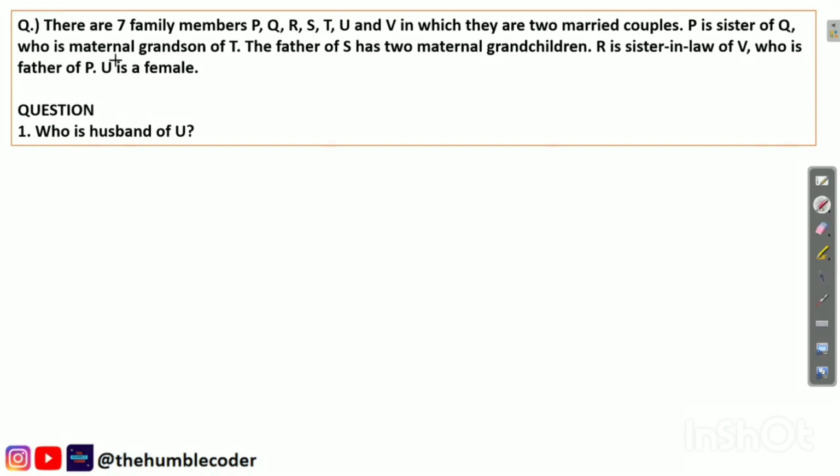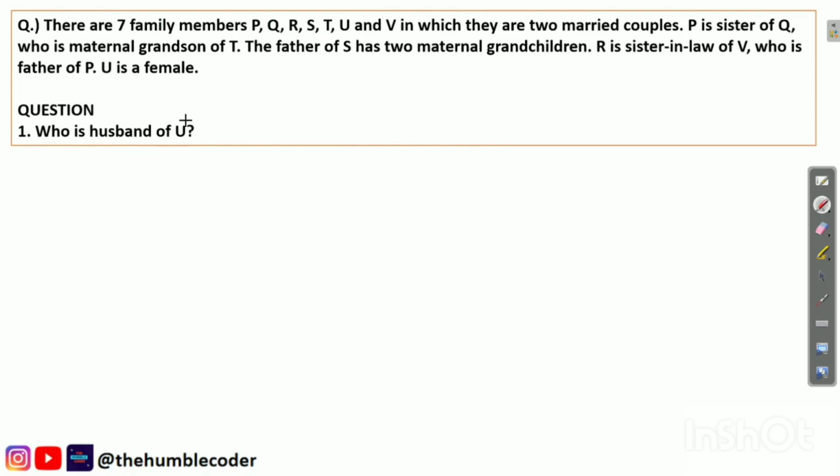So first of all, there are 7 family members P, Q, R, S, T, U and V, in which there are 2 married couples. P is the sister of Q, who is maternal grandson of T. The father of S has 2 maternal grandchildren. R is sister-in-law of V, who is father of P. U is a female. And we only have one question based on this statement, that is, who is the husband of U. So let us try to first of all create the family tree.